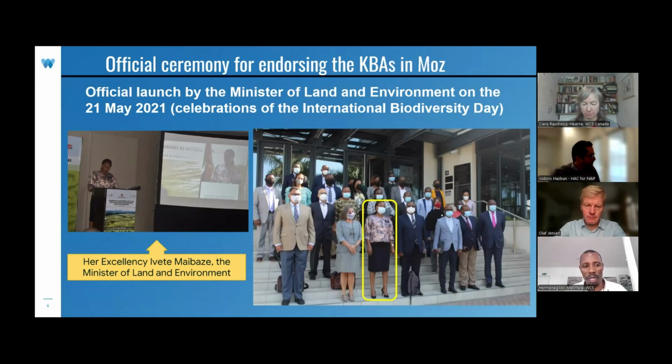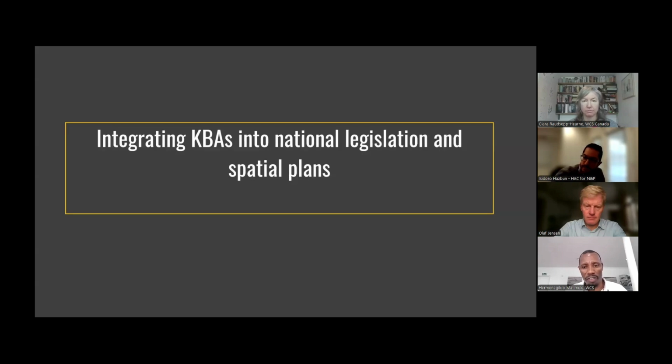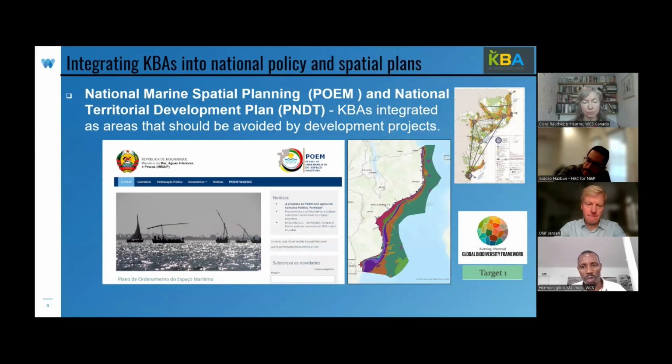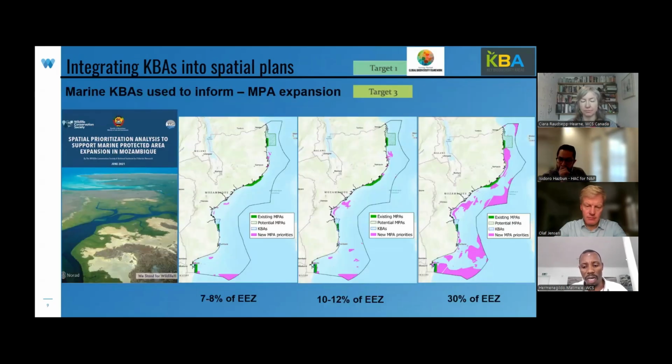which I'm going to share with you, which is the integration of KBAs into legislation and spatial plans. There are two main documents to consider here. One is the Marine Spatial Planning and the National Territorial Development Plan. Both of these documents highlight KBAs as areas that should be avoided for development. And we have also used the Key Biodiversity Areas to inform different scenarios for expansion of marine protected areas.